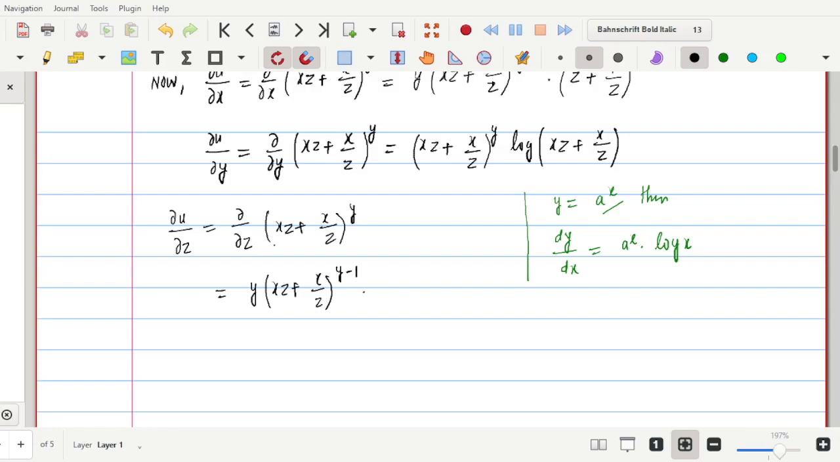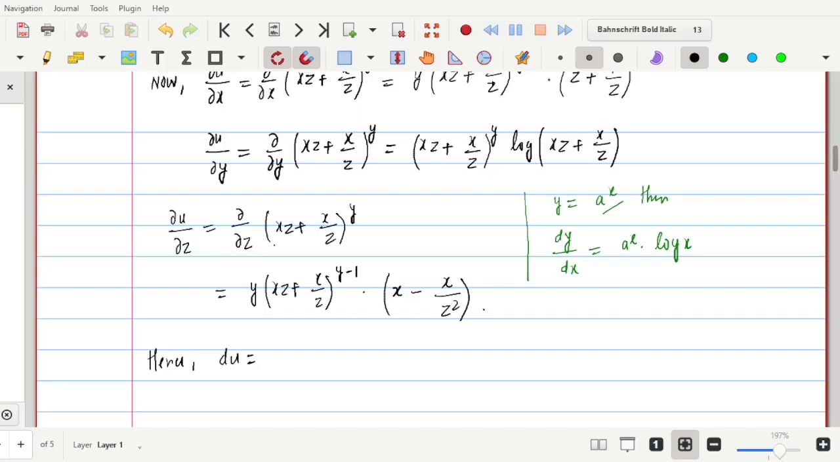Now multiply it with the derivative of xz plus x by z with respect to z. The derivative of xz is equal to x with respect to z, and the derivative of 1 by z is minus 1 by z square. So this becomes minus x divided by z square. So these are the three partial derivatives of u with respect to x, y, and z. So hence the total derivative of u, which we denote by du.